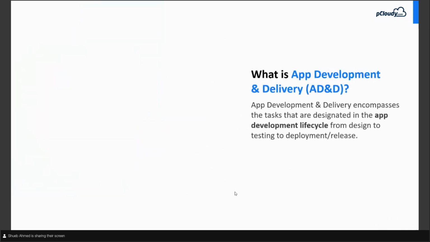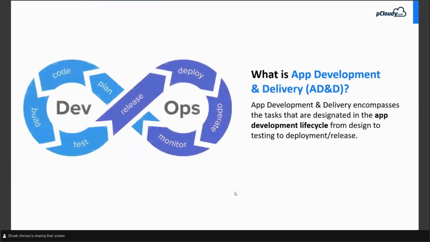So what is application delivery when it comes to mobile applications? What are the various methods that are adopted? Application development and delivery basically encompasses the tasks that are designated in the application development lifecycle, starting from the planning phase to the release and up to the monitoring phase. So there are various phases within mobile application development.